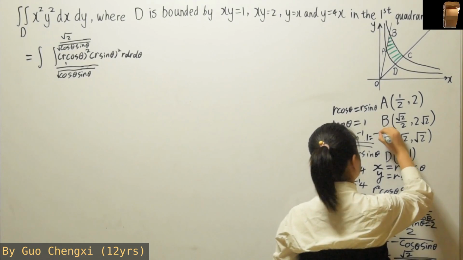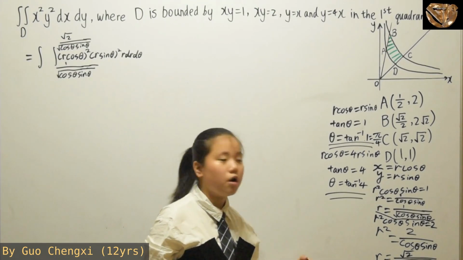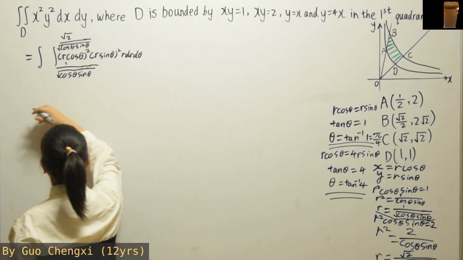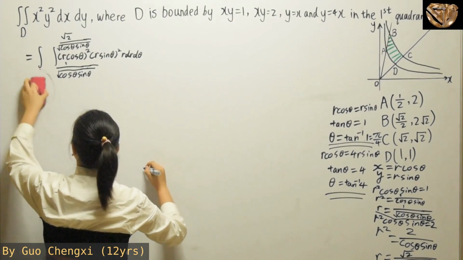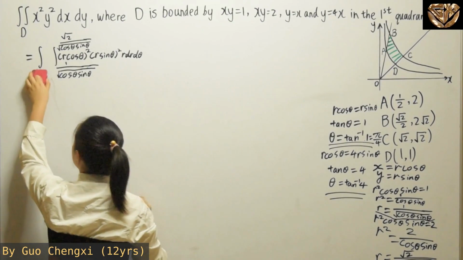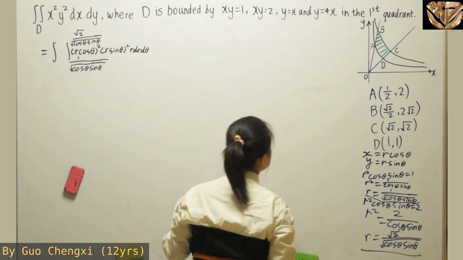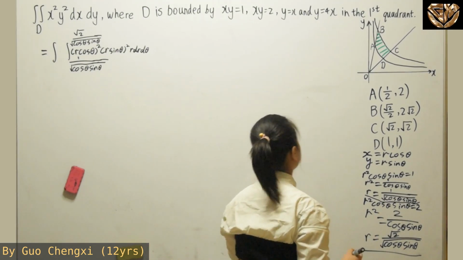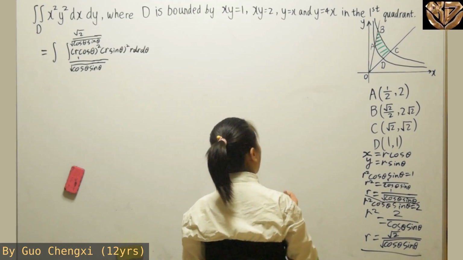So basically we'll be going from pi over 4 to inverse tangent 4, which we cannot simplify. Now that we have figured out the boundary for r, we also have to figure out the boundary for theta. It will be from DC to AB, which is from y equals x to y equals 4x.